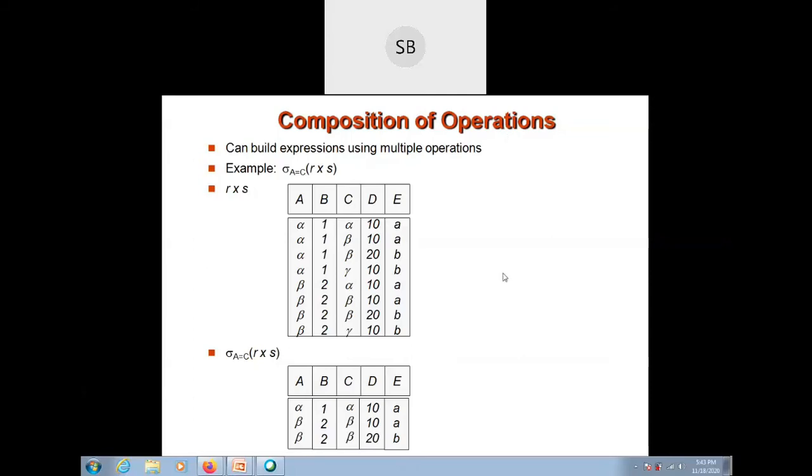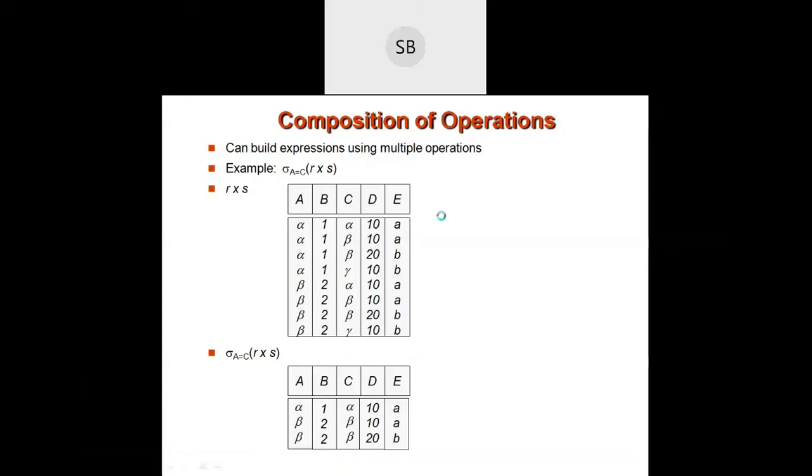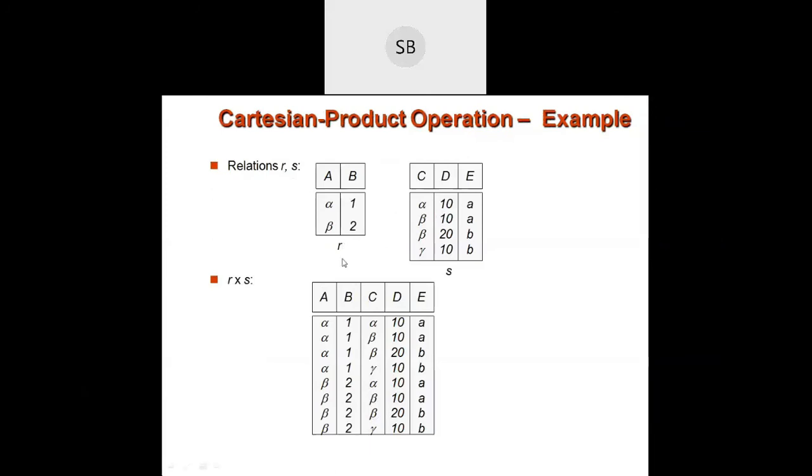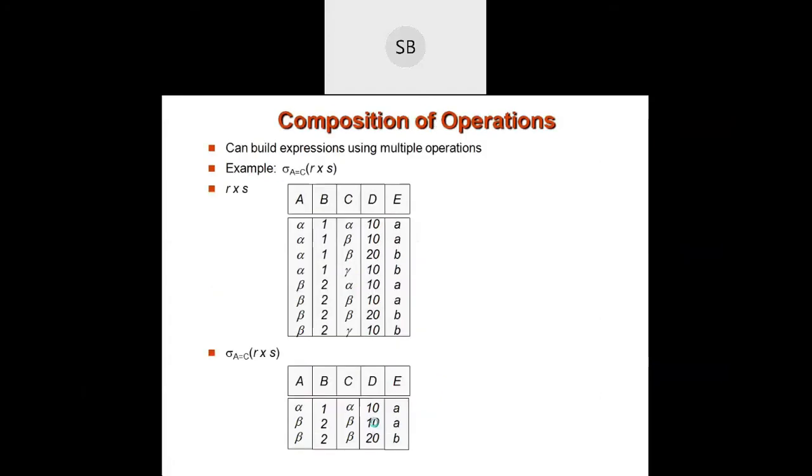You can build expressions using multiple operations. The example is select A is equal to C in brackets R cross S. So previously, in the previous example, you have to find out the R cross S. This is the R table and this is the S table. So you have to find out the R cross S.